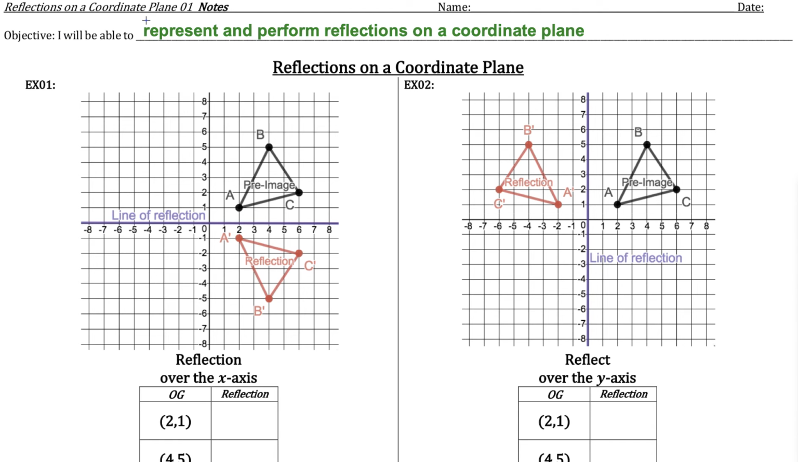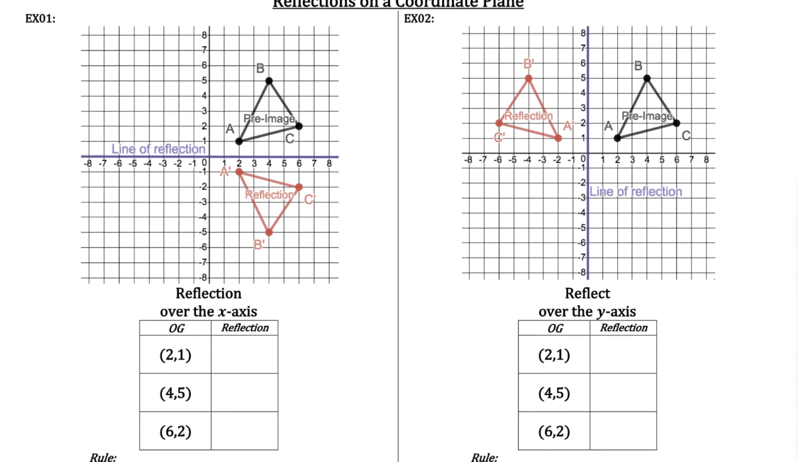All right, so in this lesson, we will represent and perform reflection. So we've been doing transformations, which are changes. So we transform by dilating, we transform by translating, now we're transforming by reflecting, okay? So let's go ahead and start.